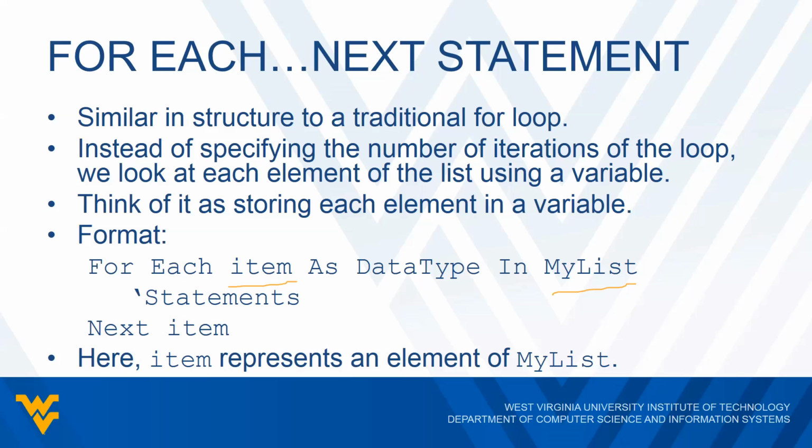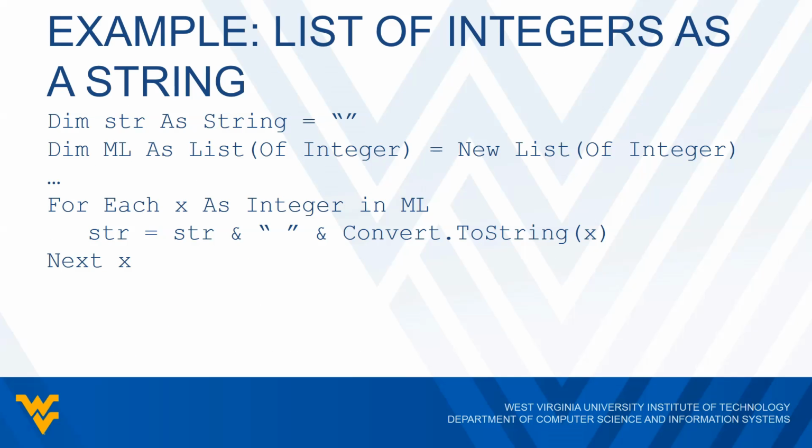This is actually pretty much identical to the for each loop that's used in other programming languages such as Java. So this is the type of loop that we normally would want to use when we're dealing with actual lists in Visual Basic. Let's look at a simple example of using the for each loop.